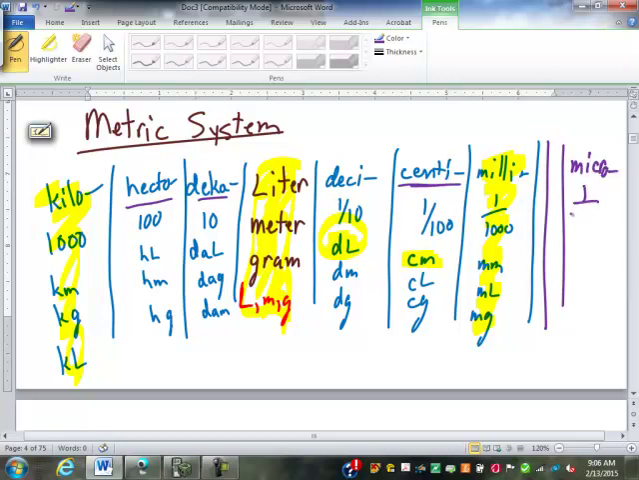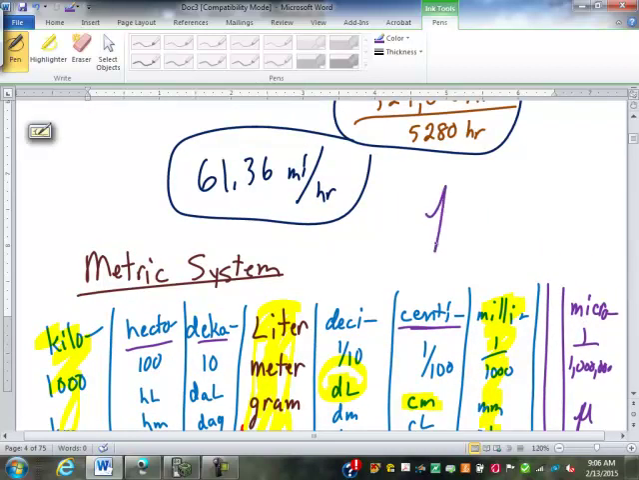Micro means 1/millionth. A microliter is a millionth of a liter. The technical abbreviation for micro is the Greek letter mu. It looks kind of like an M with a funny tail, or a P without the top closed, or however you want to look at it.